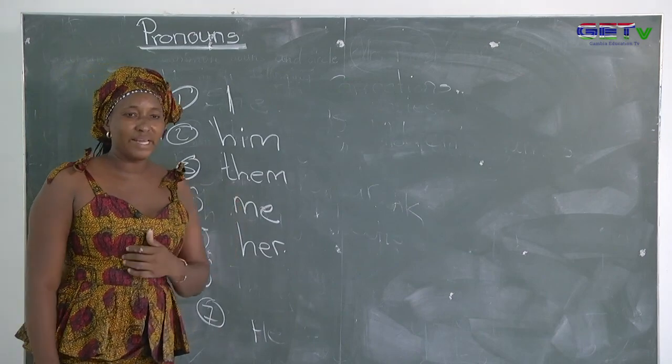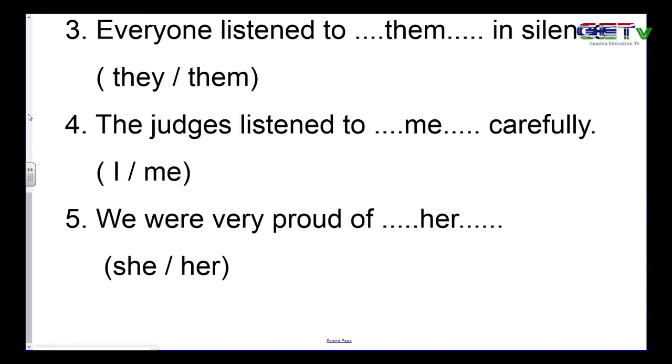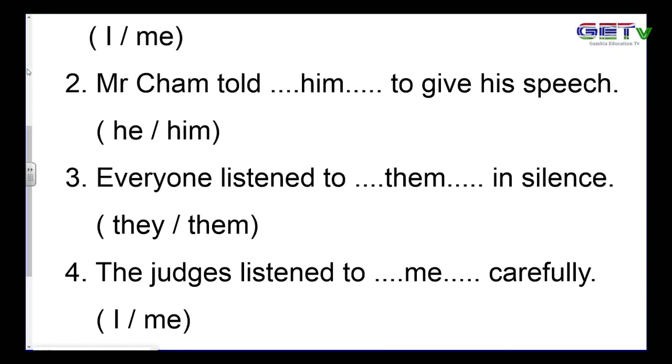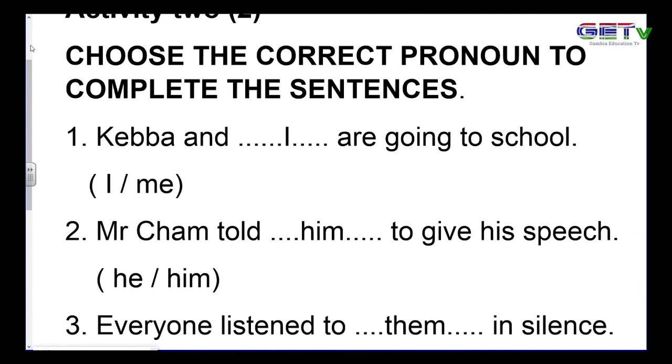Let's go back again. We look at number 1. Let me go over the instruction again. Choose the correct pronouns to complete the sentences. Keba and I are going to school. We don't say Keba and me are going to school. We say Keba and I are going to school. That is for number 1.